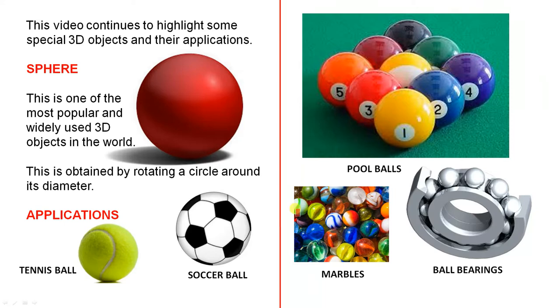The applications. We have all seen the world famous tennis ball and the world famous soccer ball. We have all seen pool balls or snooker balls. What about marbles? All beautiful and very popular objects. Ball bearings are used in many areas in engineering, in motors, axles to help wheels turn, and they are very, very strong, and they're in the shape of a sphere.